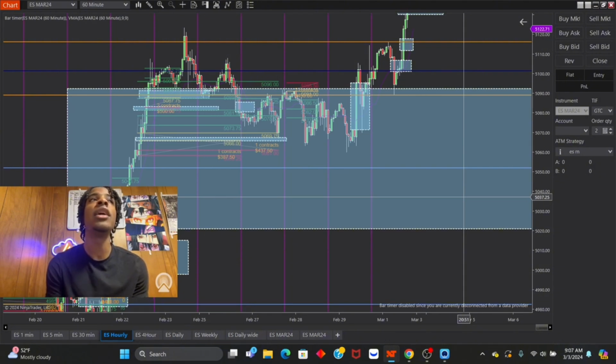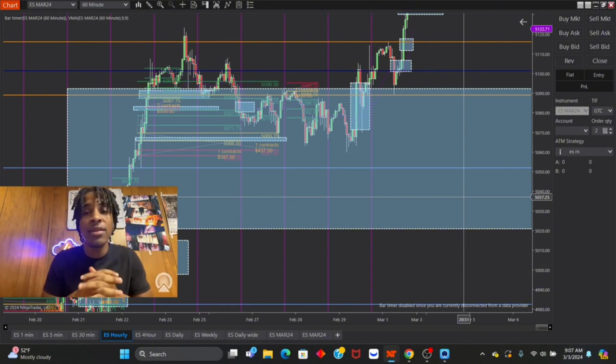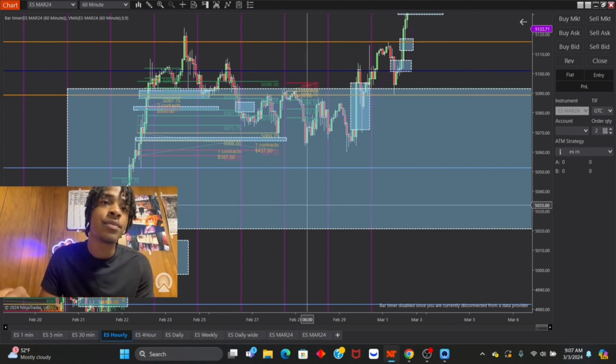Even though I do be in trades for like 5 to 10 minutes, the waiting time for me to find my trade isn't 5 to 10 minutes, because I don't trade on the 5 minute. I don't even look at the 5 minute for my strategy because the hourly just works best for me. It might be different for a lot of different people, you know what I'm saying? But for me, I find my setup on the hourly.